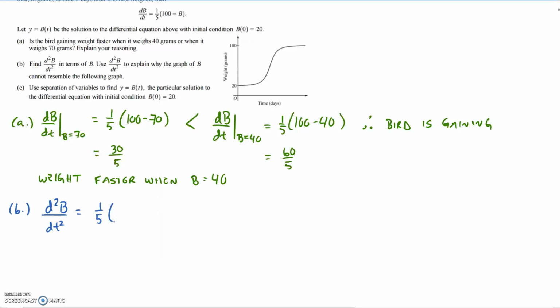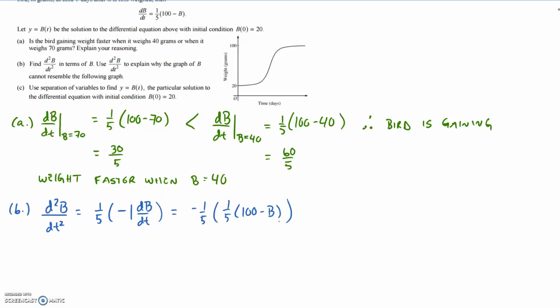Constant multiple 1/5 times the derivative of 100 minus B. The derivative of the constant 100 is 0. The derivative of negative B is -1. We just took the derivative of something that's not a t, so dB/dt. The common mistake on this problem is for students to stop there, but the question says find the second derivative in terms of B. So then we have to substitute in for dB/dt. So we can write this as -1/5 times dB/dt, which is 1/5 times 100 minus B. And we can leave the answer like that.